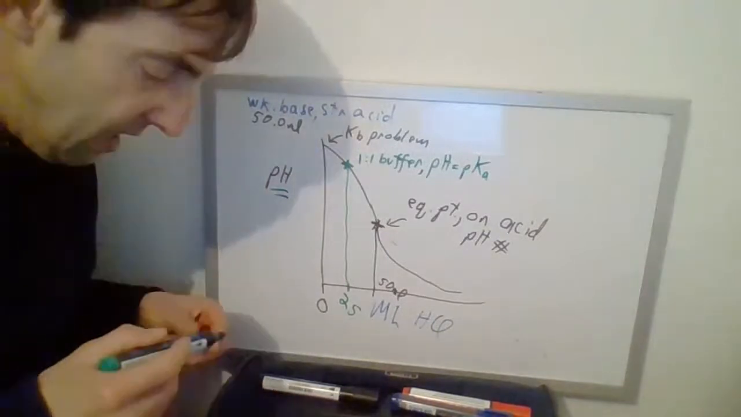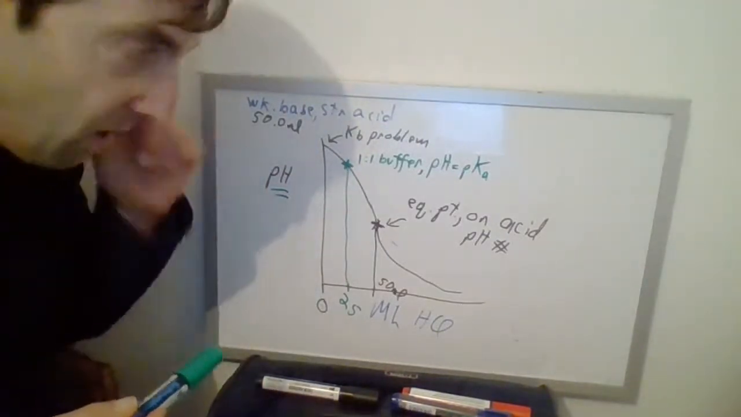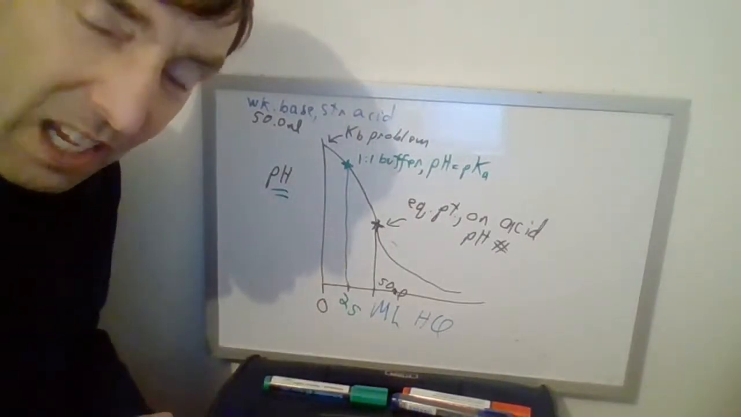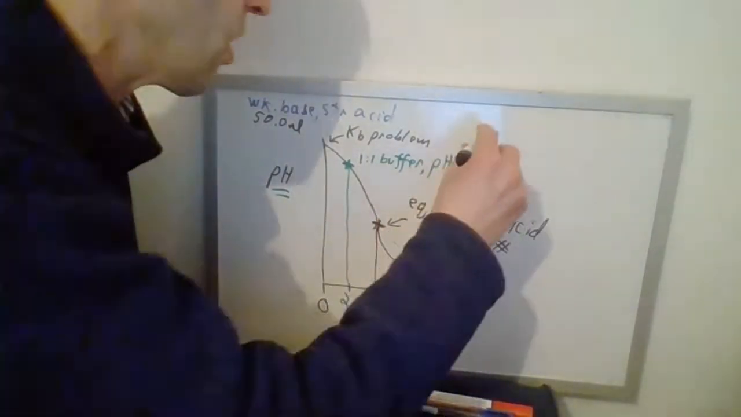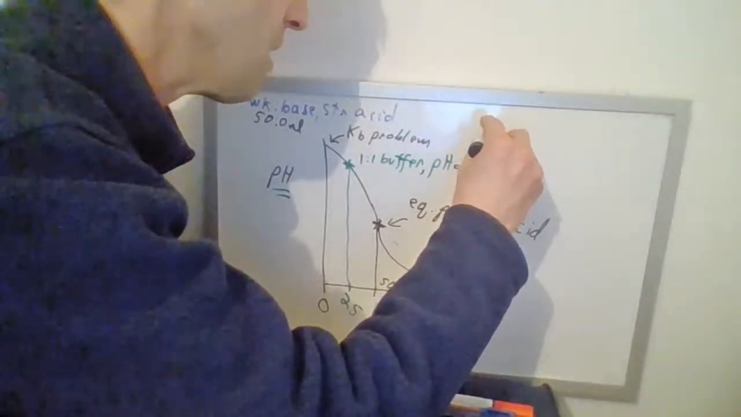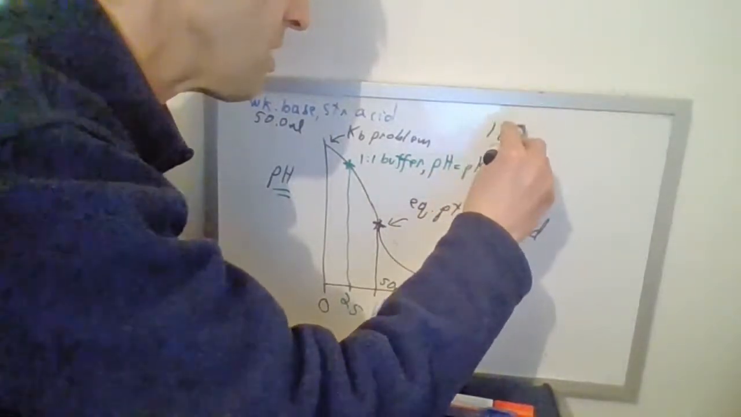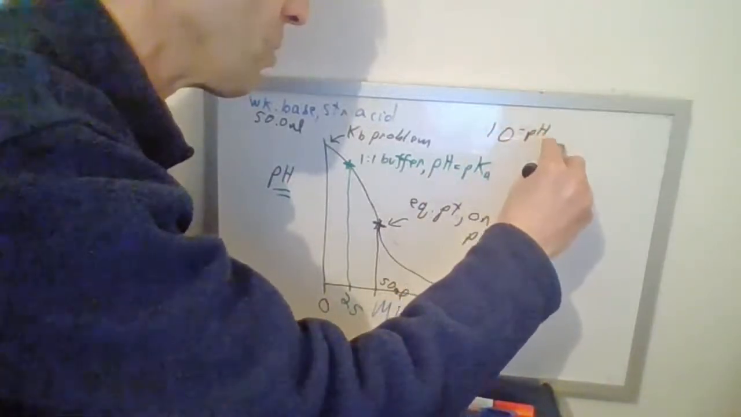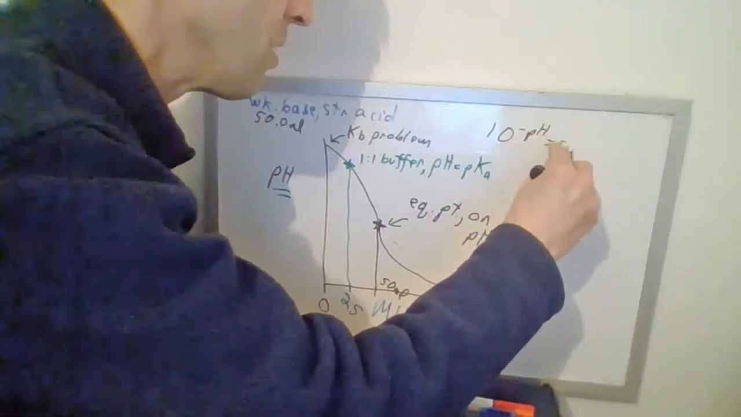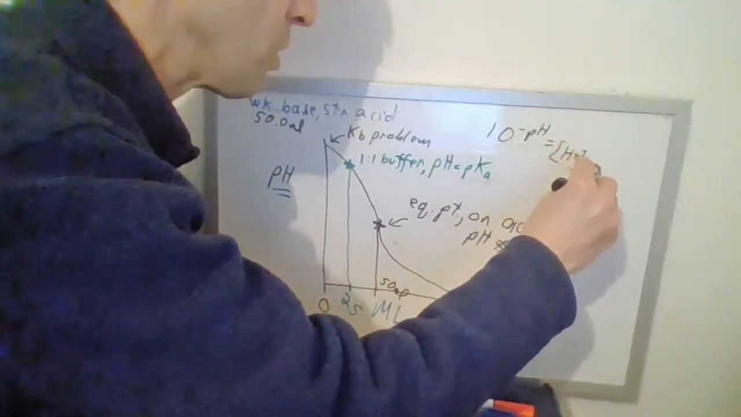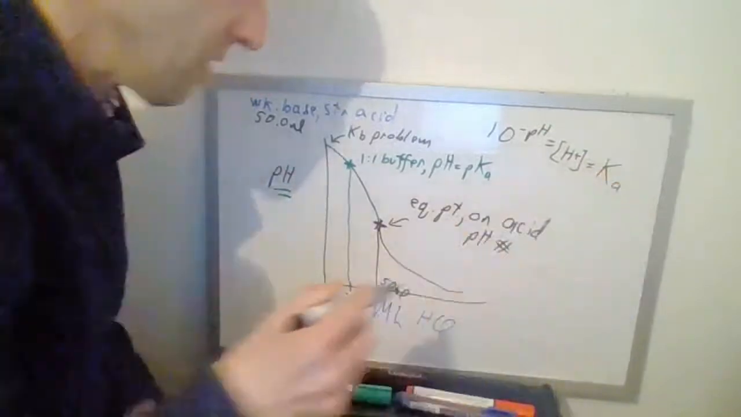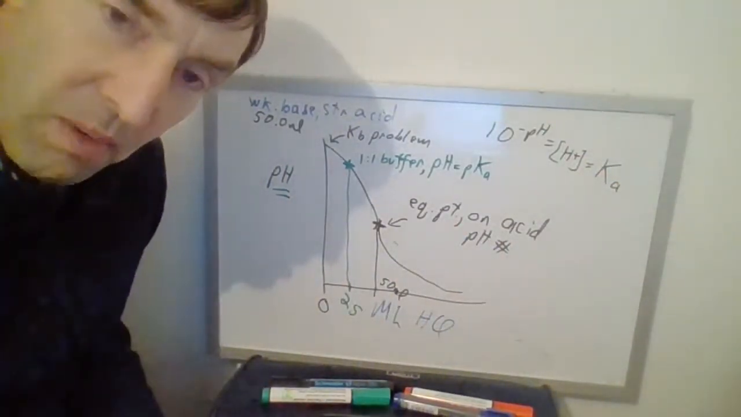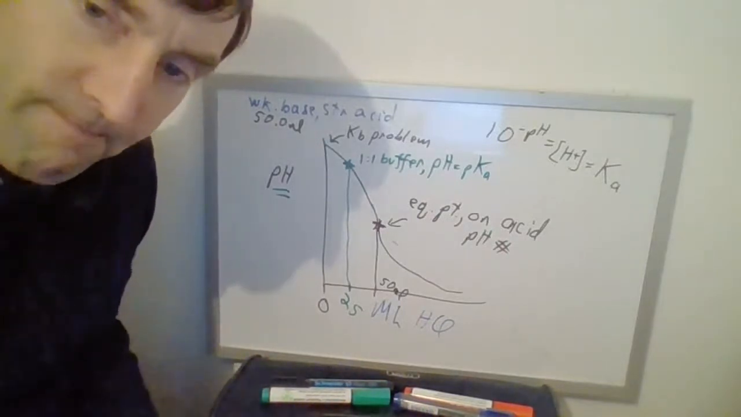Isn't that cool? And then if you're allowed to use the calculator, you could get the Ka by just going 10 to the negative pH power, remember doing that, equals the H plus, which also would equal the Ka in this case. So that's a typical question, and I want to make sure that you are prepared for that. Okay?